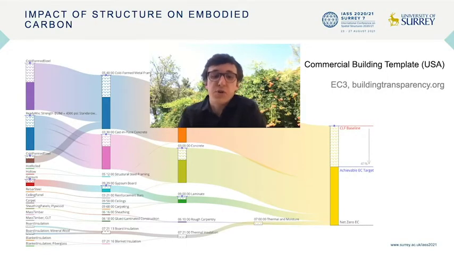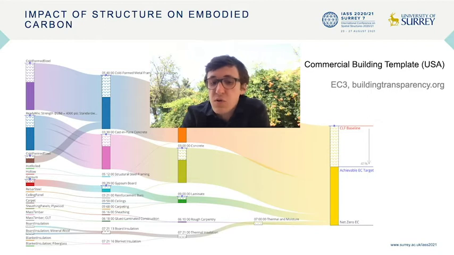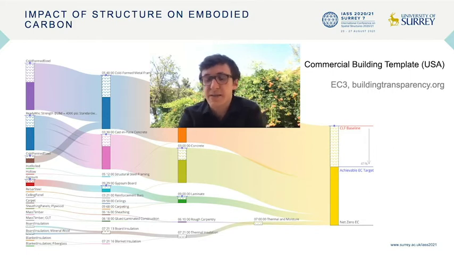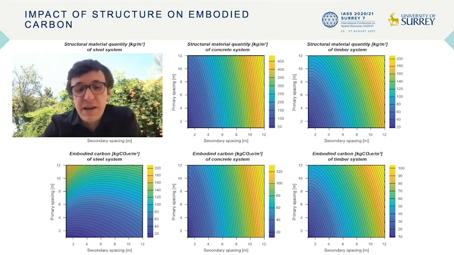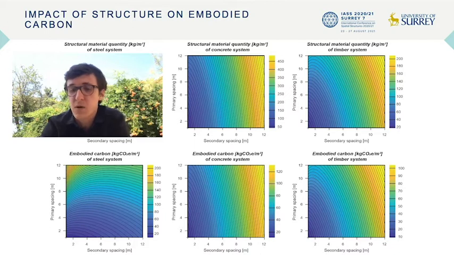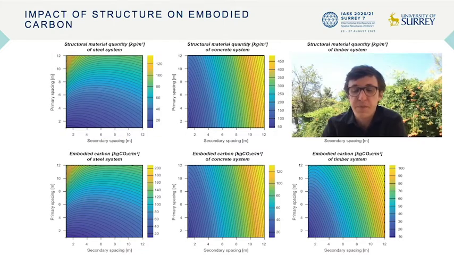However, when we look at the commercial building template, for instance, from the EC3 database, it reveals that the structural concrete and steel makes up almost most of the embodied carbon. Unlike facades or roof structures, those are hard to quantify in square meter values. We studied the nonlinear relationships between spans and structural material quantities in a hierarchical beam system with steel, concrete, and timber. Embodied carbon values are computed by multiplying the structural material quantities by embodied carbon coefficients. They reveal a big difference in material quantities across different materials based on distribution, spacing, and span of beams.